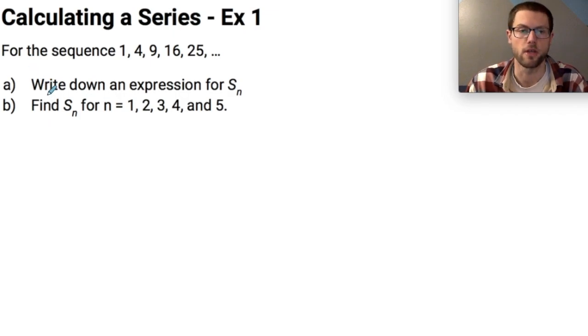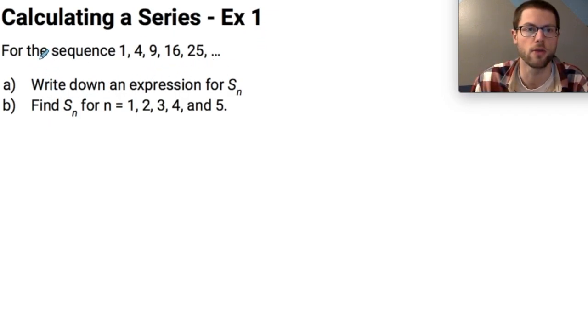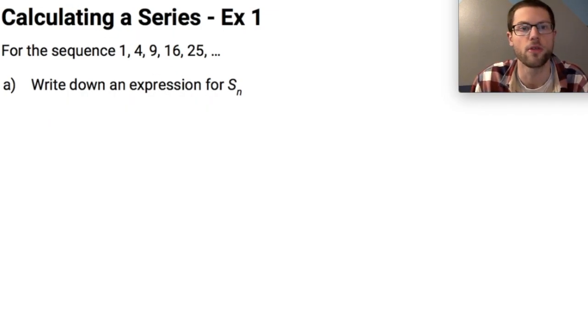Let's talk about just calculating the series. For this first example, we want to take the sequence 1, 4, 9, 16, 25. We want to write down an expression for s sub n, and then we want to find the sum s sub n for n equals 1, n equals 2, n equals 3, n equals 4, and n equals 5. So let's first start off by coming up with an expression for s sub n.